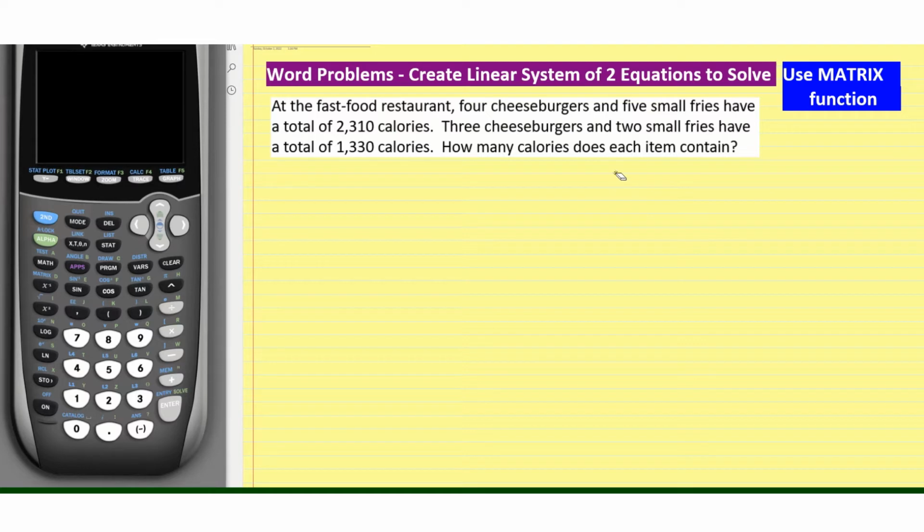The first thing we're going to do to solve it is to create a linear system of two equations. Once we find those two equations, then we're going to use the matrix function of our graphing calculator to finish finding the solutions. So let's look at our problem.